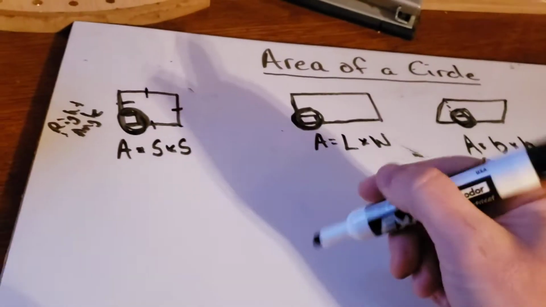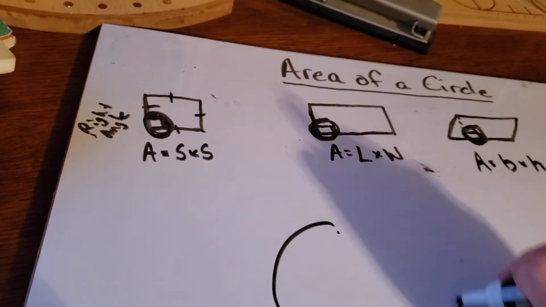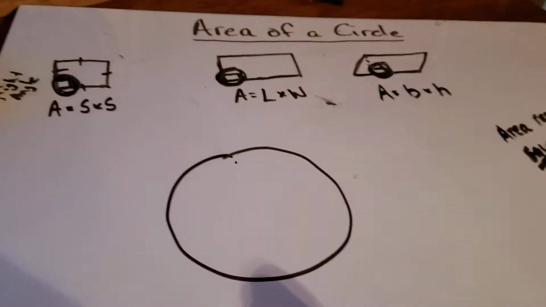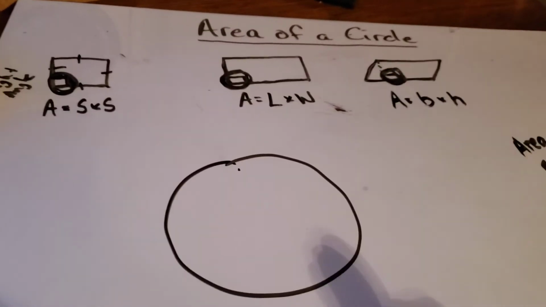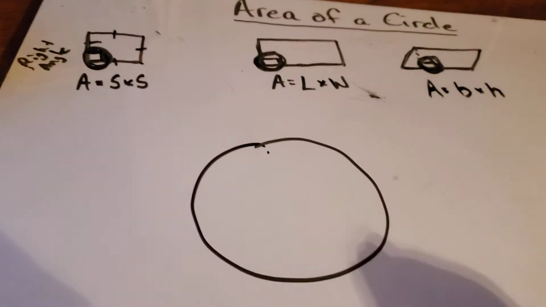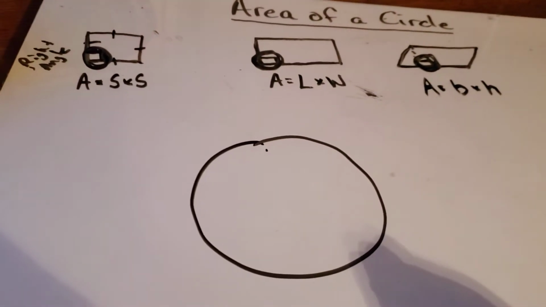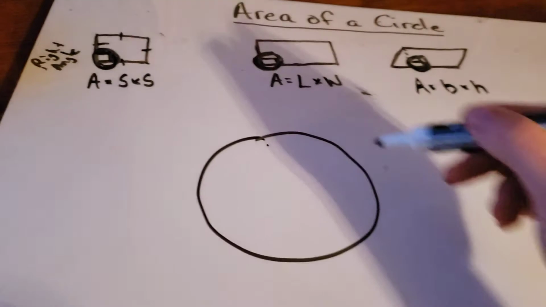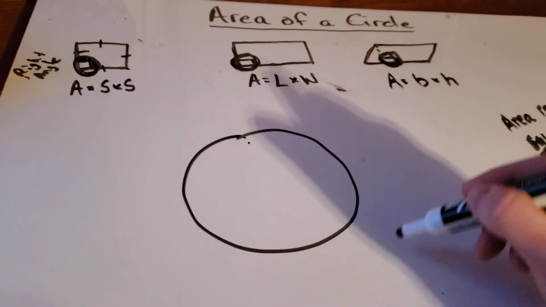So now let's look at a circle. Let me try and get a circle up there. Now, we need a 90-degree angle for a circle. That's going to be kind of hard considering by definition a circle has no sides. It's just a constant curve.